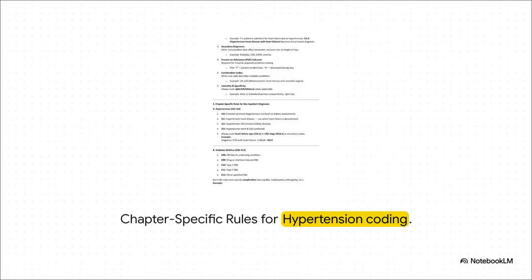Now, chapter-specific guidelines. Man, these are a massive trap. You can't just code essential hypertension if the patient has heart failure. The guidelines require you to link them using the combination code I11.0, or hypertensive chronic kidney disease using I12. Failing to use these combination codes means you're failing to capture the true clinical severity of your patient.